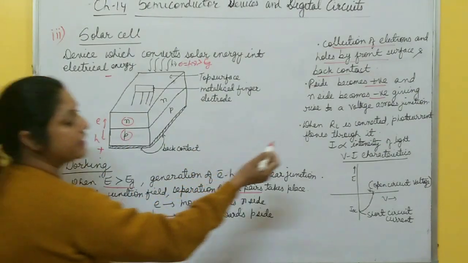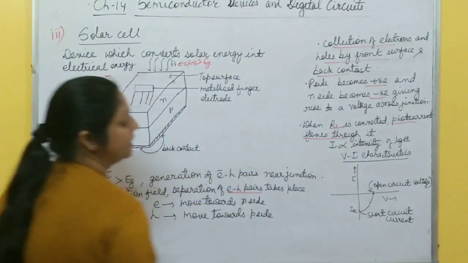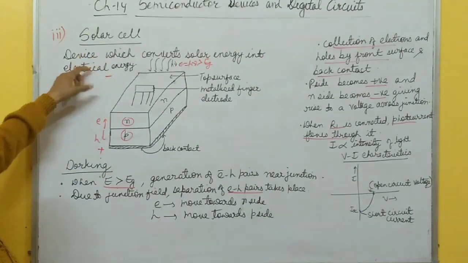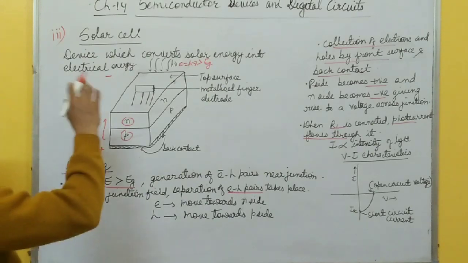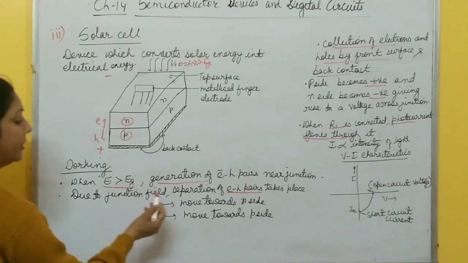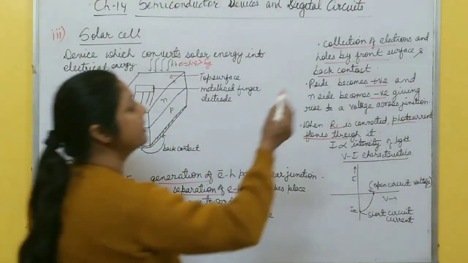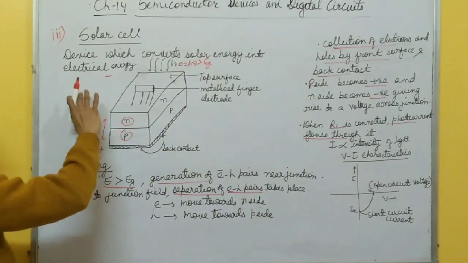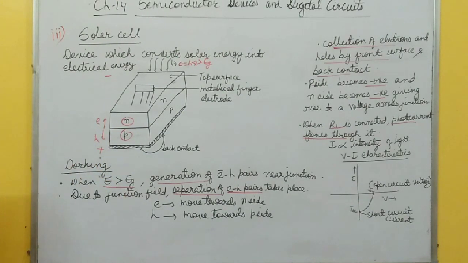When an external resistance is connected, photocurrent flows through it, and if the intensity of light increases, then current also increases through the circuit. So hope you understood. There are three processes that take place in this. First one is generation of electron hole pairs. Then due to the electric field, separation of electron hole pairs takes place, and the third process is collection of electrons and holes by the front and back surface. Due to this, a potential difference is created, and if it is connected to an external load, photocurrent flows through the circuit.